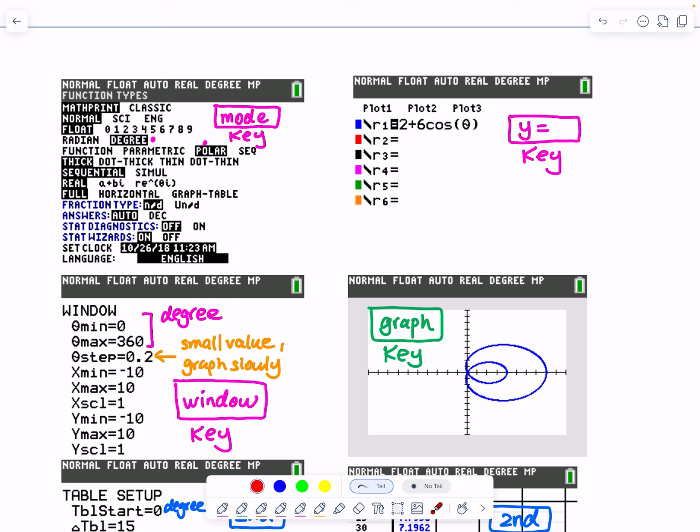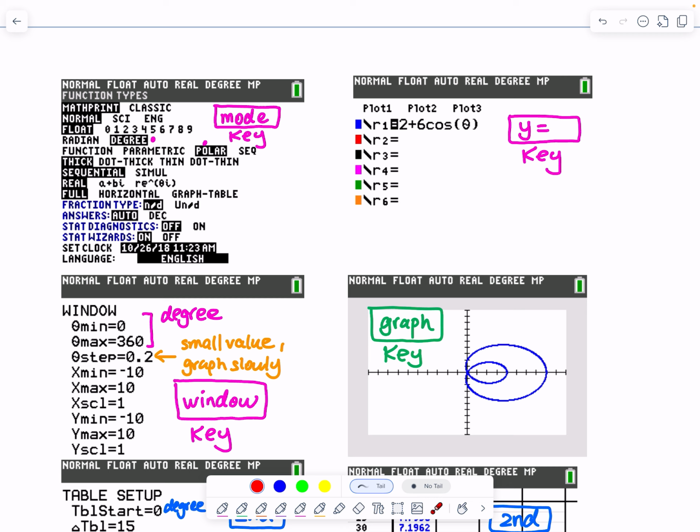First of all, I need you to go to your mode key. Turn on your calculator. Whatever you have from the previous computation, just hit the mode key, and then I want you to set your calculator in degree mode. And then I will need to graph a polar equation. So degree mode, and then polar equation.